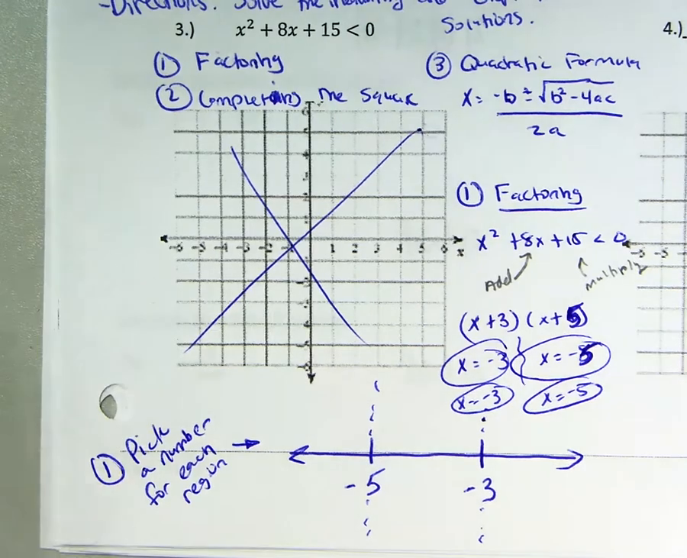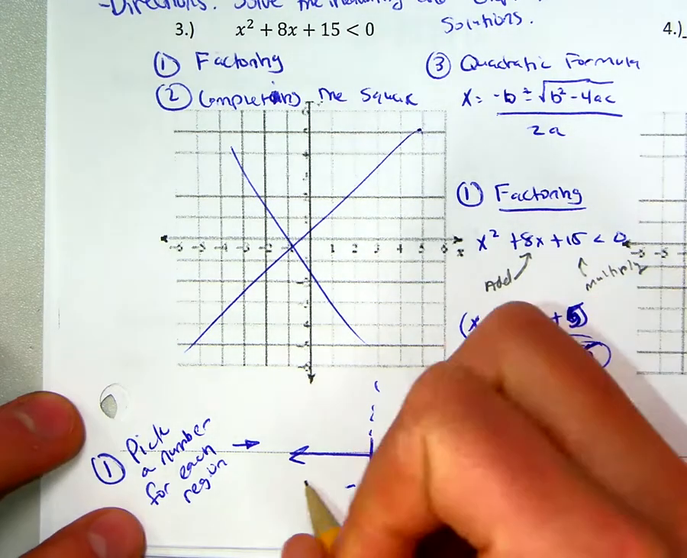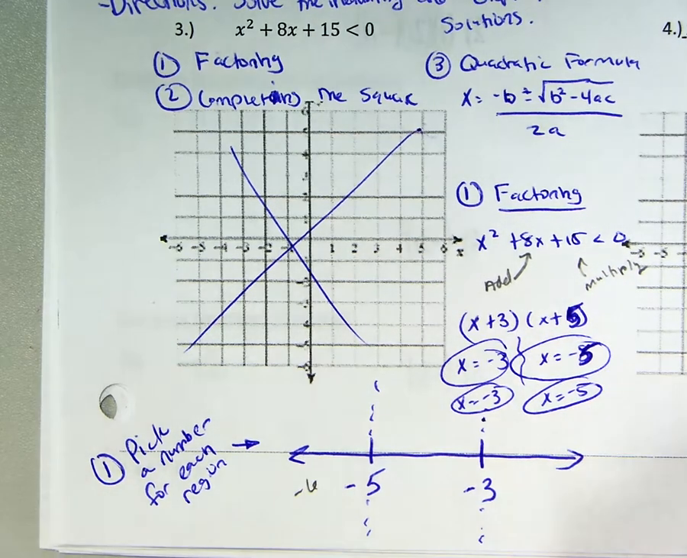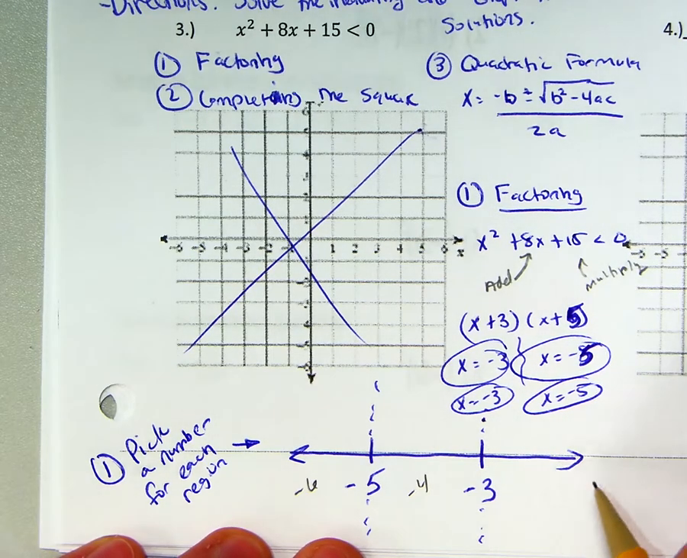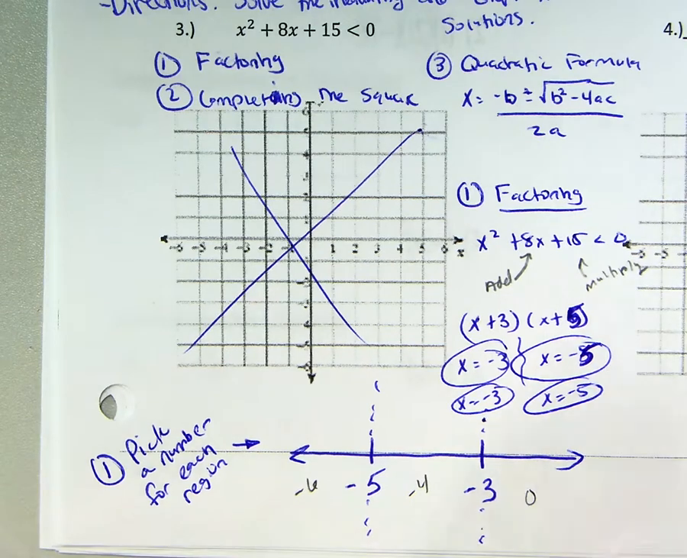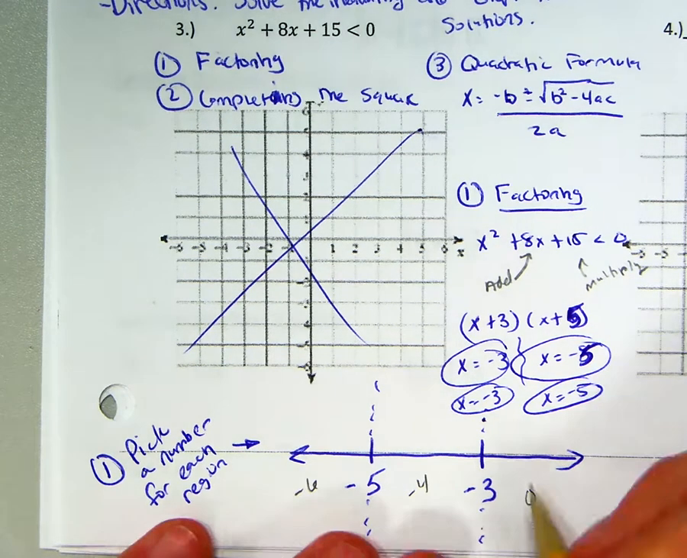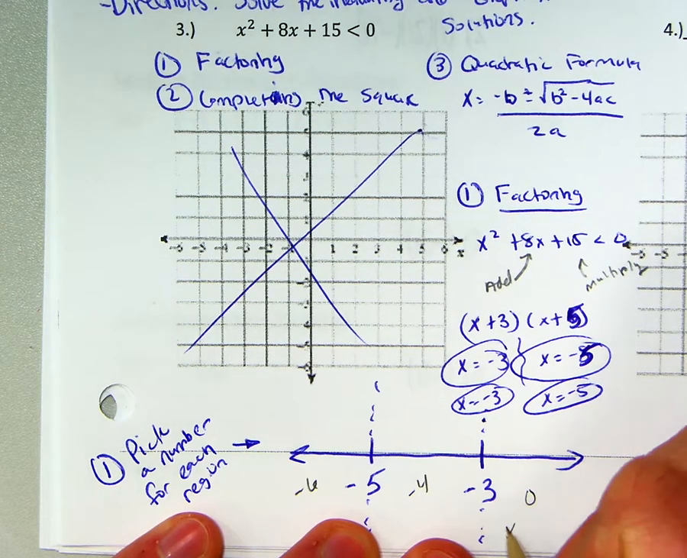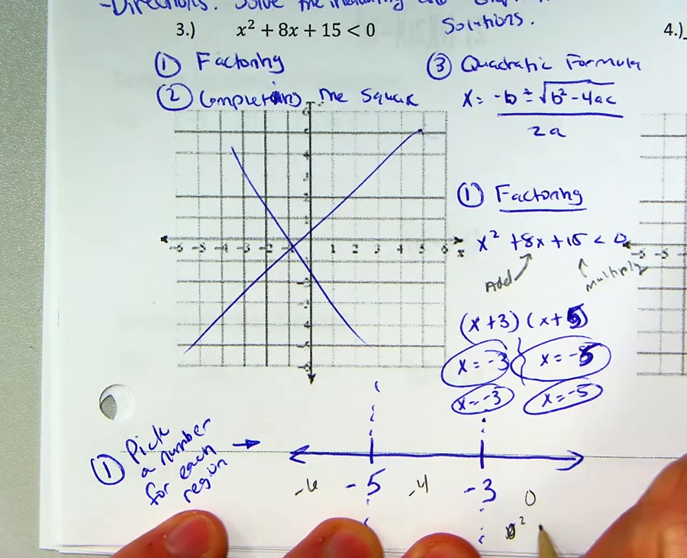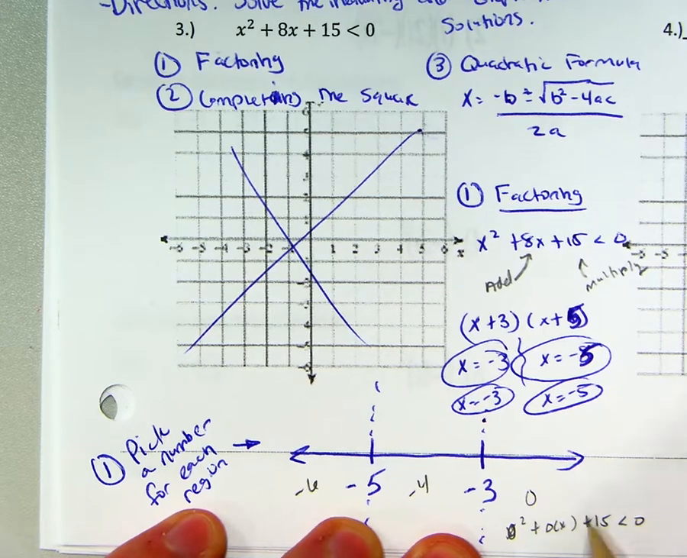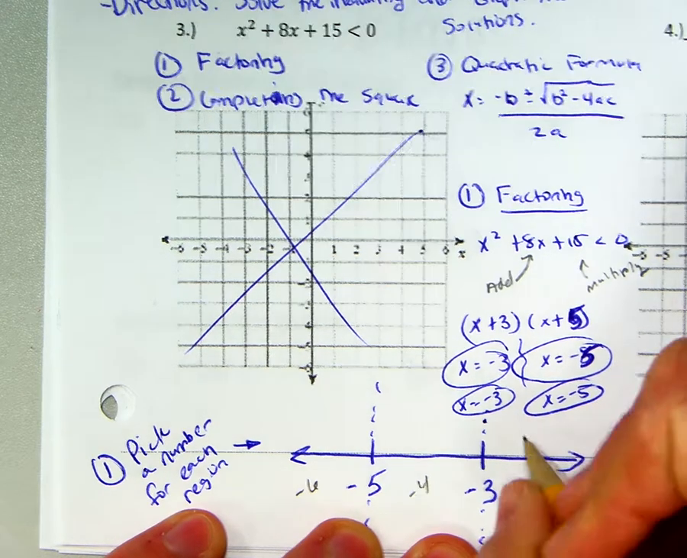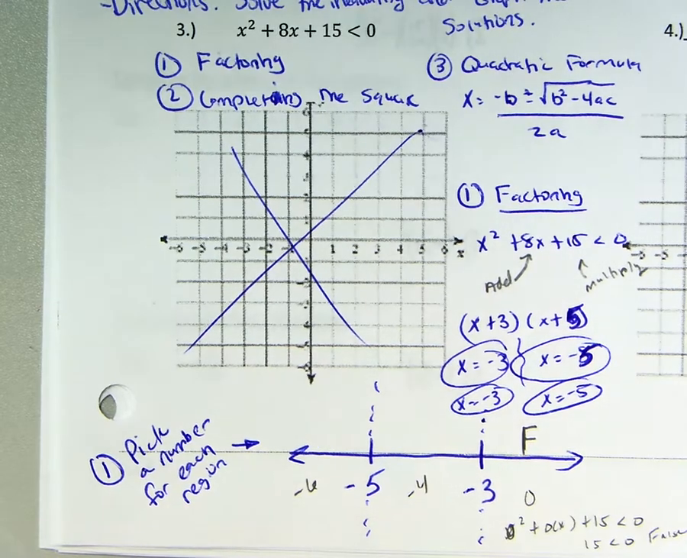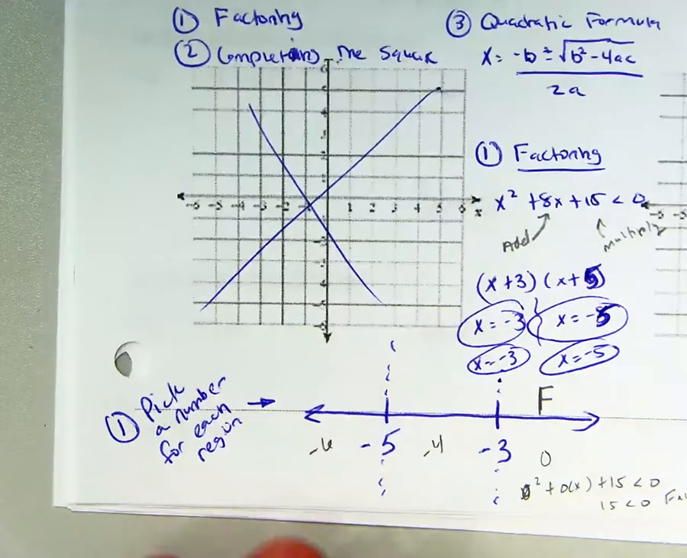So what is a number that is less than negative 5? You could go with negative 6. What is a number between negative 5 and negative 3? Negative 4. And what is a number that's greater than negative 3? 0. So now when you test each part, you get 0 squared plus 0 times x plus 15 is less than 0. So you get 15 is less than 0. Is that true? No, it's false. You will put an F for when it turns out false.